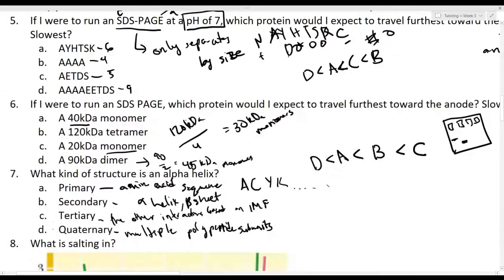Okay, awesome. So number 8, what is salting in? I have a graph later on, but I want to talk about it first. So salting in, in general, is using an ionic salt, something like sodium chloride, dumping it into your solution to make your protein more soluble. And it does have an upper bound, and that's why I want to talk about this here.